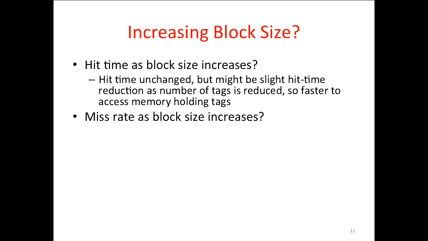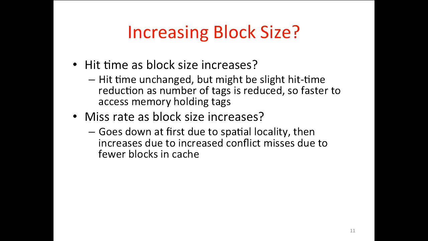Right, so the problem is there's sort of a trade-off. As I first start increasing it, my miss rate drops. But as I keep increasing the block size, there are fewer and fewer blocks in my cache. And at some point, in a degenerate case, you just have one block, that's your whole cache. And that's going to perform pretty badly. So the answer is it goes down at first, then it goes back up again when you have increased conflict misses. How about miss penalty as you increase the block size? How does block size affect the miss penalty?